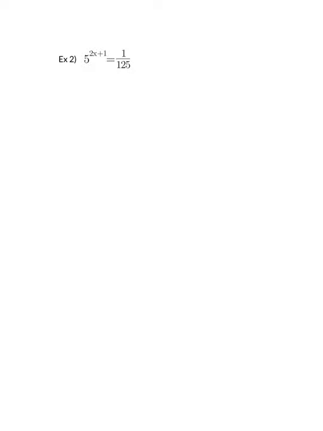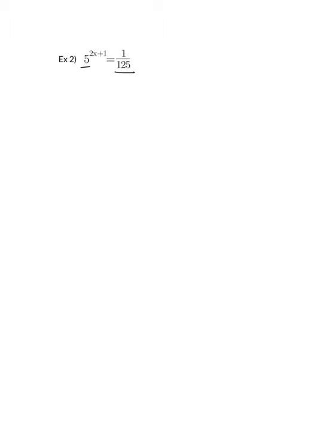Example 2 will be a little bit easier for some of you. When I look at these numbers, I only have one term on the left, one term on the right. I see a base of 5. I see a 1 over 125. I'm immediately recognizing that I can convert that 1 over 125 to a base 5. I know that 5 to the power of 3 is 125.